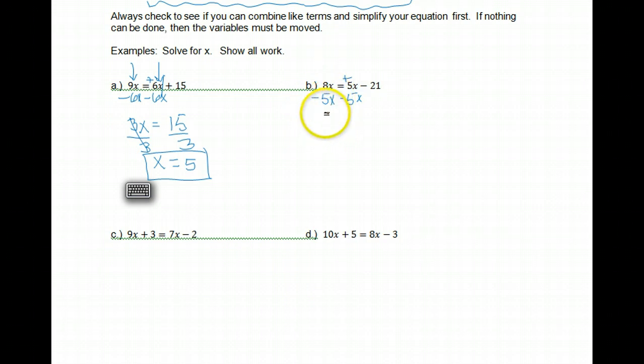8x minus 5x is 3x, and that leaves us with a negative 21. Please do not forget that the sign in front of the number belongs to the number, so it must travel down with it to the next line. Next, we have 3x equals negative 21. To undo multiplication, we must divide. So we will divide both sides by 3, and x equals negative 7.